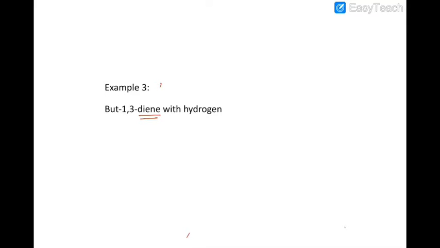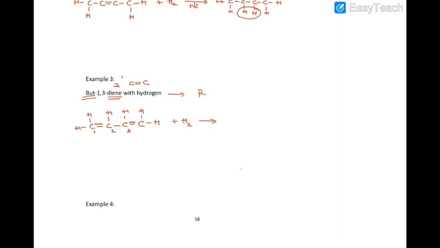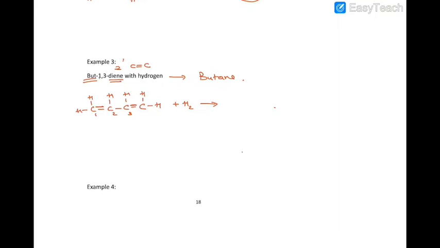But-1,3-diene. Diene means there are two double bonds, and 1,3 is the position of these double bonds. So you have to be familiar with the naming so that you can draw the molecules and write the products. 1, 2, 3, 4, because it's but, and then the double bonds are at 1 and 3, so that's the diene. You fill it up with hydrogen, and when you add hydrogen you will end up with butane. You can draw the butane molecule over here.